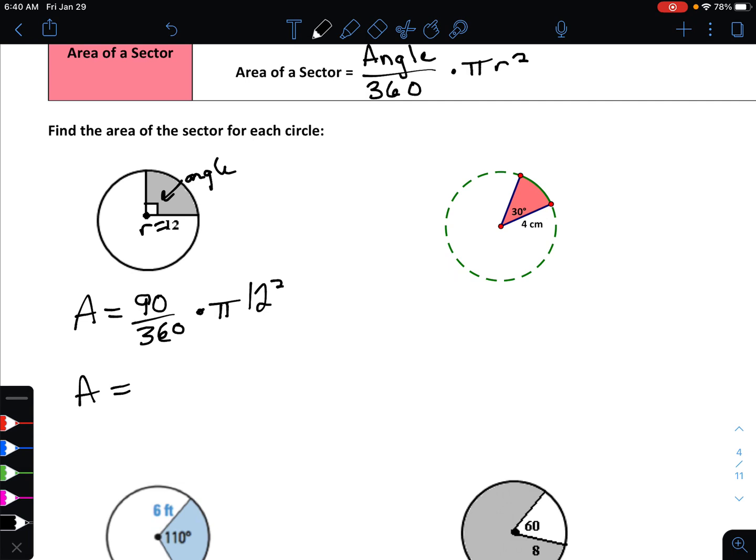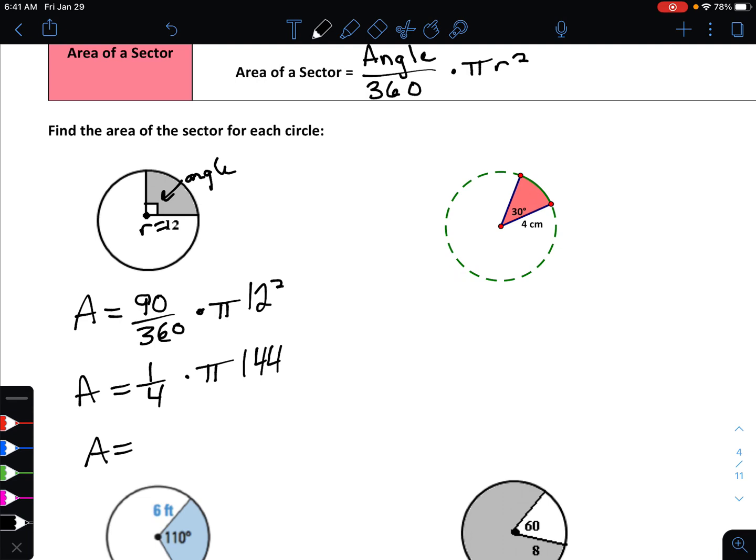So simplifying just a little bit, if you simplify 90 over 360, they are both divisible by 90. That becomes 1 over 4, which should make sense. Remember, we did one like this before where we talked about a 90-degree angle being 1/4 of the circle. It won't always simplify that much, and feel free to use a calculator. Remember, the Desmos calculator can help you with simplifying. But then multiplied by pi, and then 12 squared is 144.